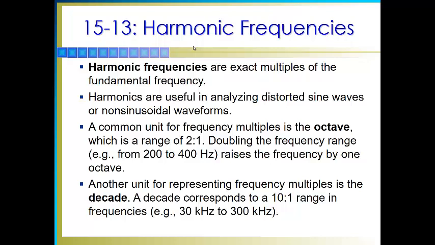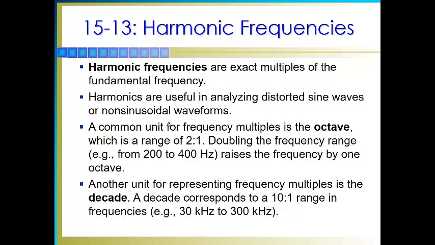So, for example, if you have a waveform that has a frequency of 2 hertz, only 2 cycles for 1 second, and you multiply that wave times, let's say, 3, you're going to get 6 cycles per second. That would be the third harmonic. And they're useful when analyzing distorted sine waves or sinusoidal waves.